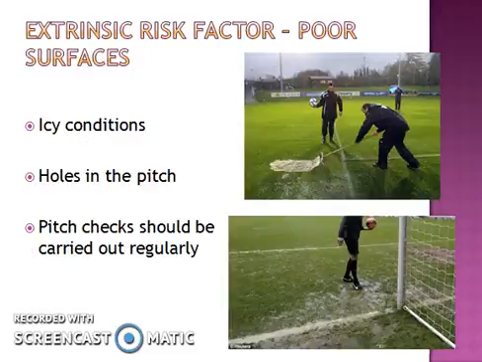The next extrinsic risk factor is poor playing surfaces. So this could be icy conditions. When the pitch is icy, this could cause someone to slip over on it and break an arm or break a leg. Also, if there's holes in the pitch, people could fall down the holes and break an ankle, for example, or twist an ankle.